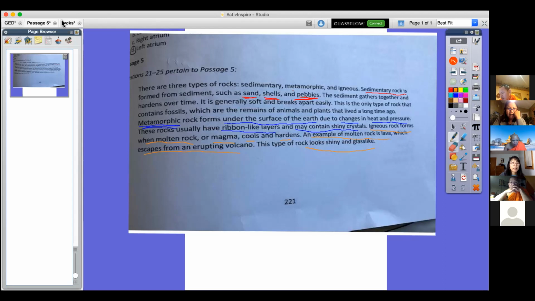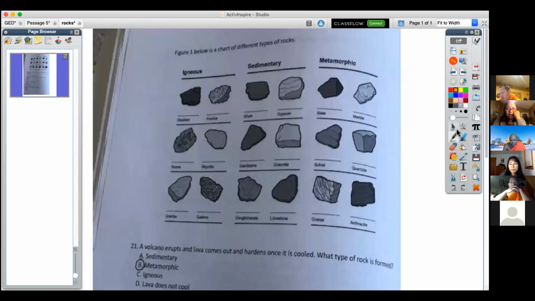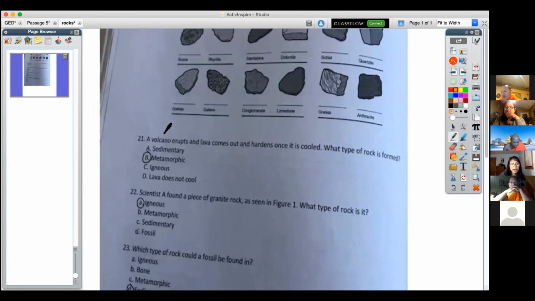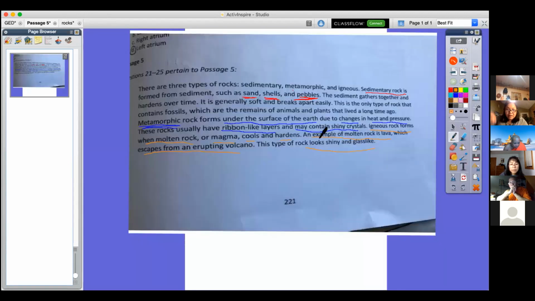Okay. So now this black rock here is expensive, right? Like glass. Yeah. So here we go. A volcano erupts and lava comes out and hardens once it is cool. What type of rock is formed? The lava flows out, it has to be, looks like igneous. Yeah. Looks like igneous rock.